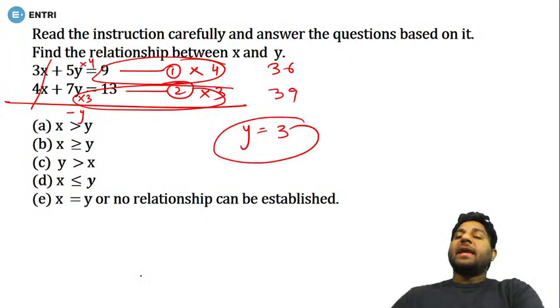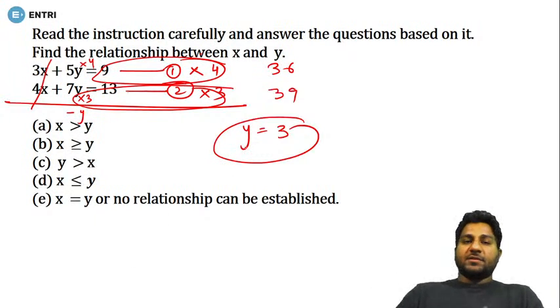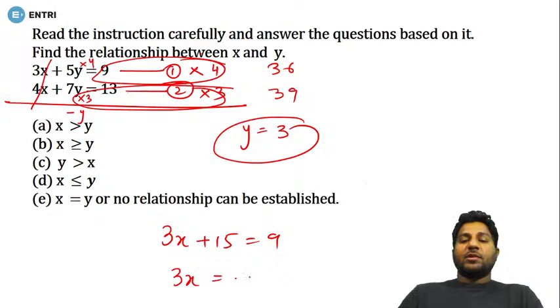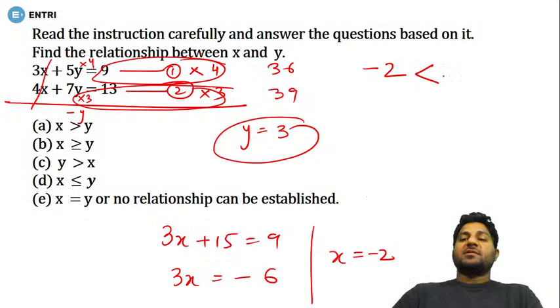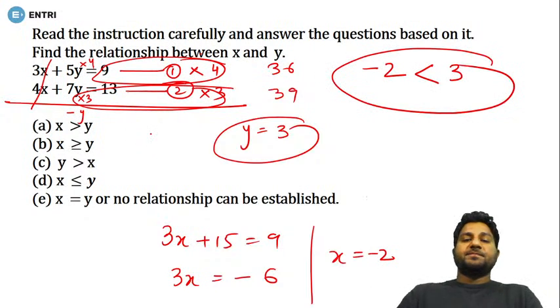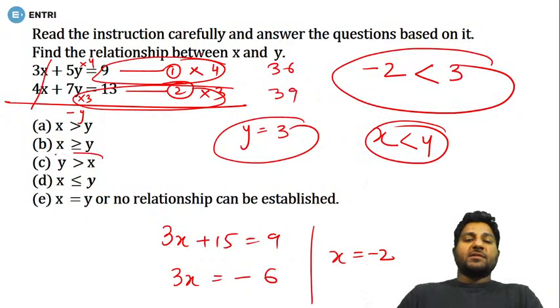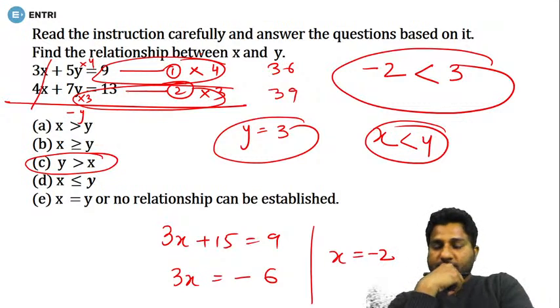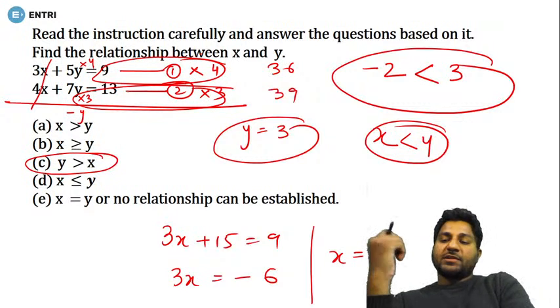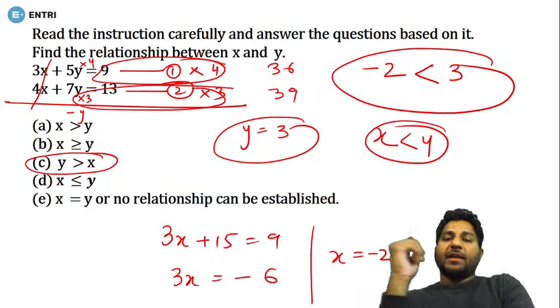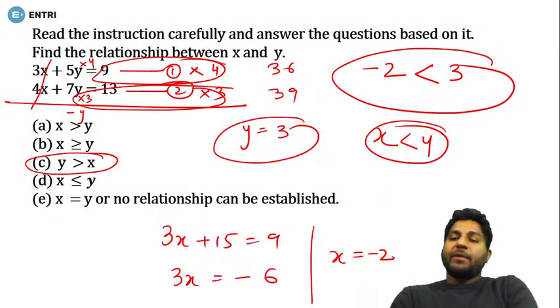When you put the value in any of the equations, lots of aspirants are saying C. So 3x plus 15 is equal to 9. That means 3x is equal to minus 6, so the value of x is minus 2. Clearly, minus 2 is smaller than 3. That means x will be smaller than y, or you can say y is greater than x. No, Sarla, it will be C, not A. Remember, a negative value cannot be greater than a positive value.